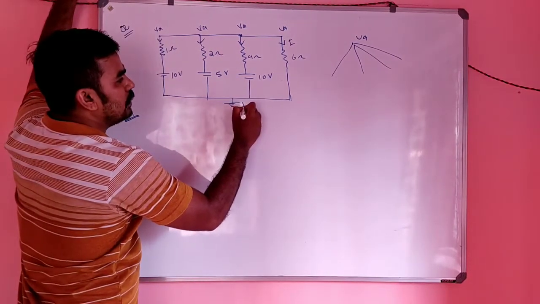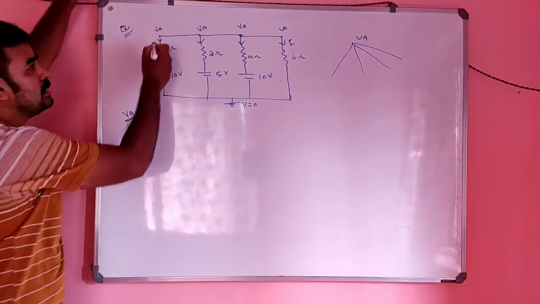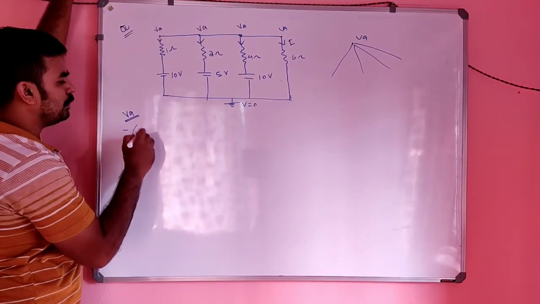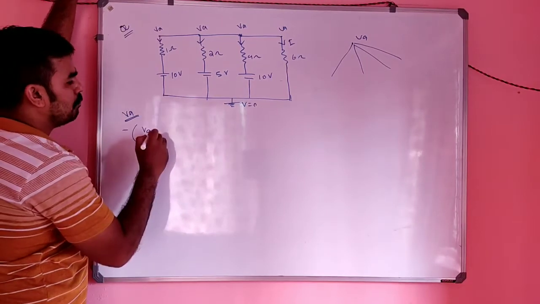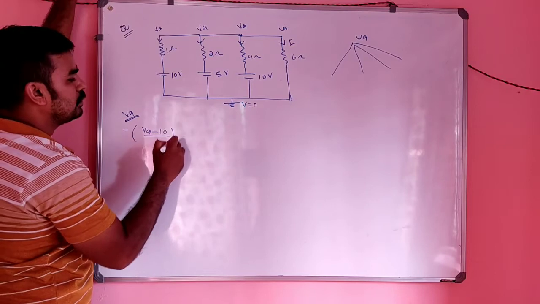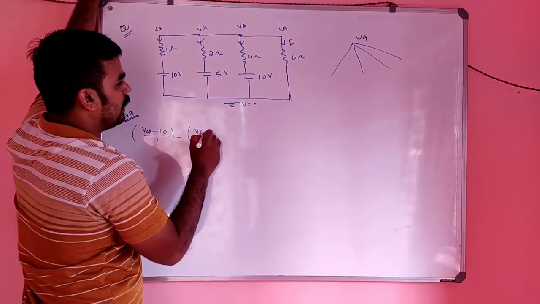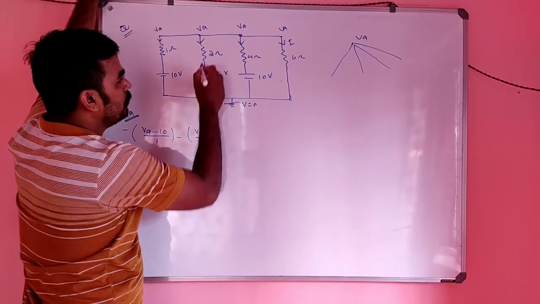There is always a reference node, V equal to 0. It is an outgoing current, no? So it will be VA minus 10 divided by 1. Again, it is also an outgoing current, so it will be VA minus 5 whole divided by 2, right?